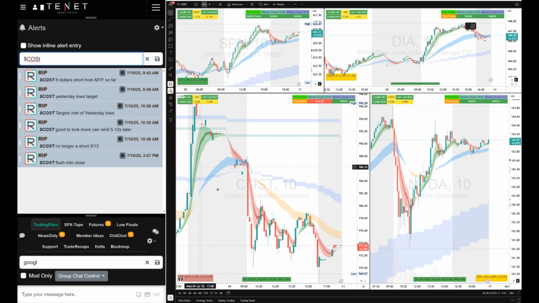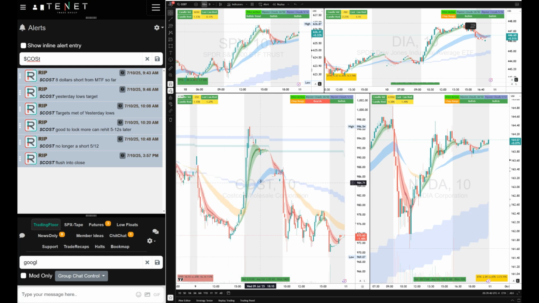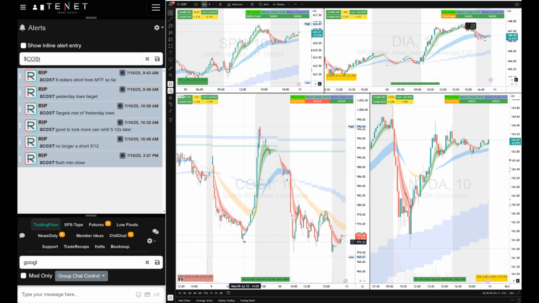And you see that at 943, we were already faded 8 points. I told the traders the target is yesterday's lows. So you short at 984, 982s, and yesterday's lows was 782. We hit the target at 10 a.m. That's where you cover your short. Costco bounced all day fade, but this was your main trade. Beautiful winner, Costco. All right, so let's look at the next one.